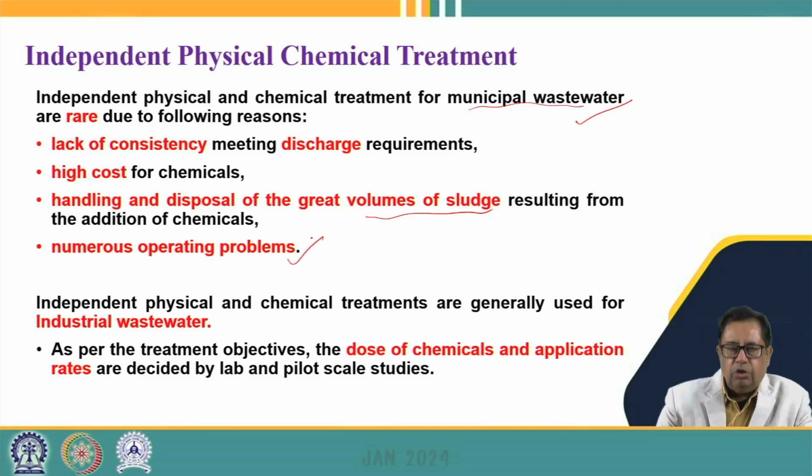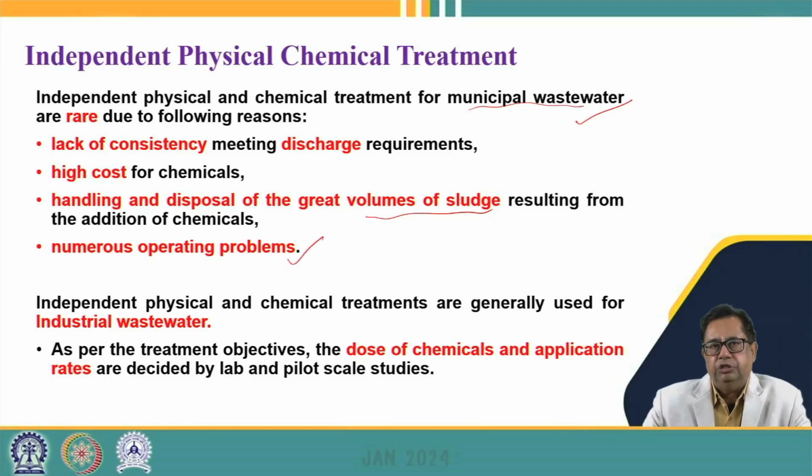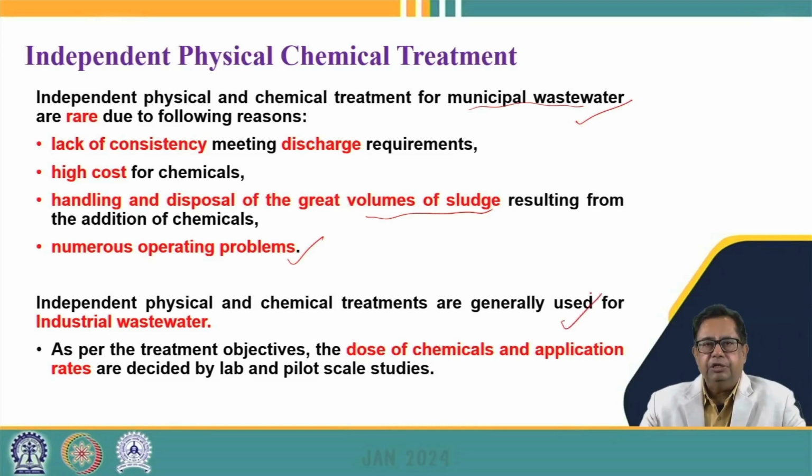Similarly, there can also be numerous operating problems which restrict the use of independent physical and chemical treatment of municipal wastewater. However, independent physical and chemical treatment may be used for industrial wastewater, but here also we have to characterize the industrial wastewater. Based on the characteristics and our treatment objectives, we have to fix the dose of the chemicals and the application rates by performing lab scale and pilot scale studies, so that we can efficiently remove the contaminants present in the industrial wastewater and meet the effluent discharge requirements.